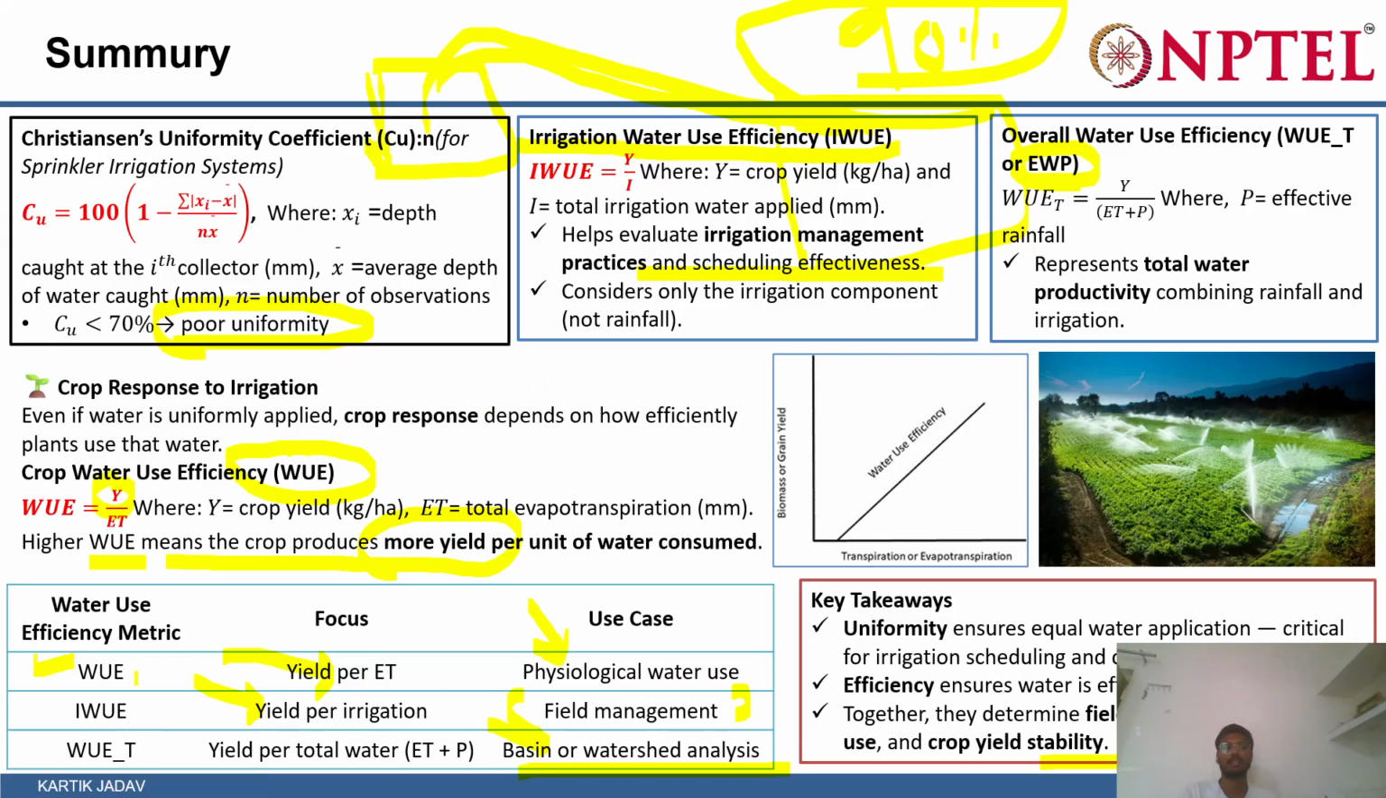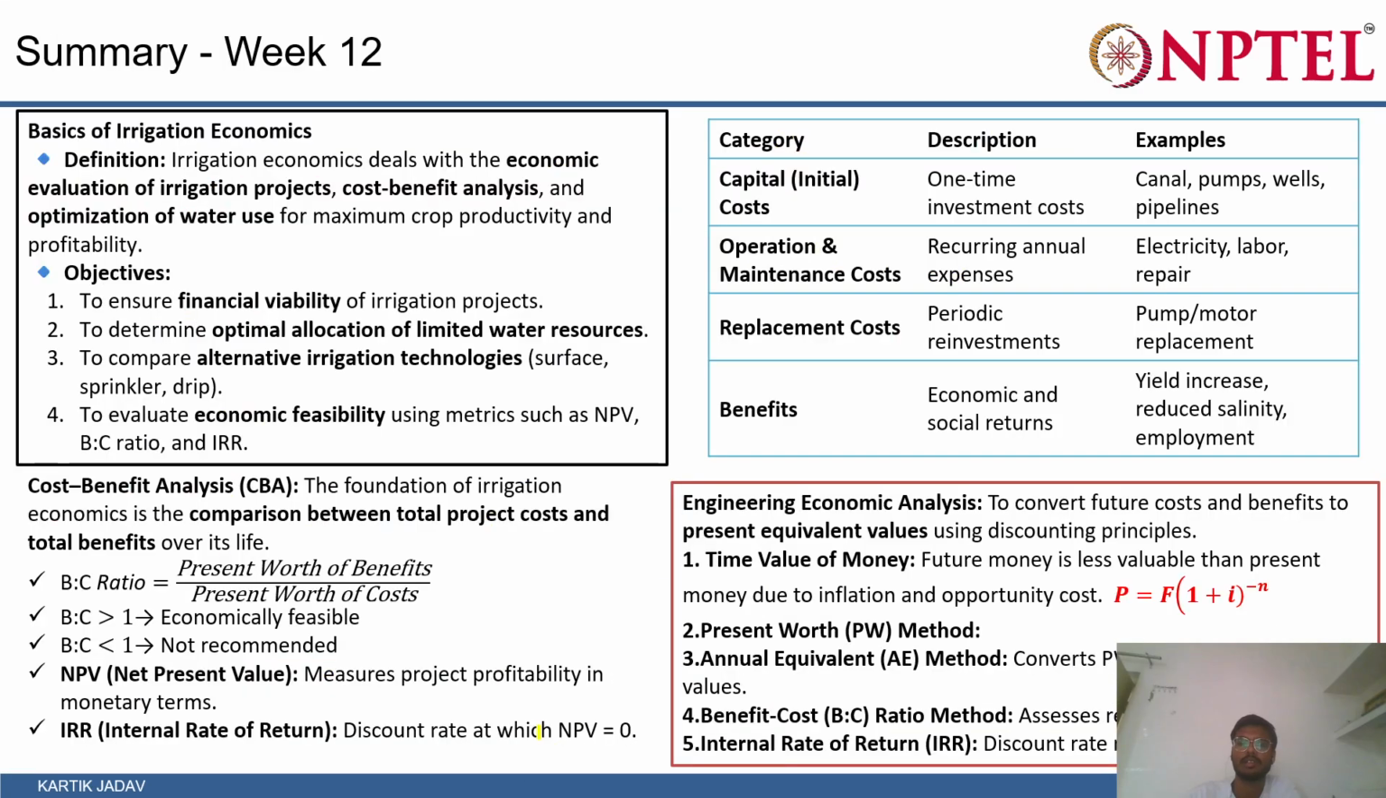First one is water use efficiency, defined as yield per evapotranspiration. It provides us physiological water use, while irrigation water use efficiency provides yield per irrigation. That will help us with field management aspects, like changing field management practices of irrigation. And finally, overall water use efficiency will help us with basin and watershed level analysis.